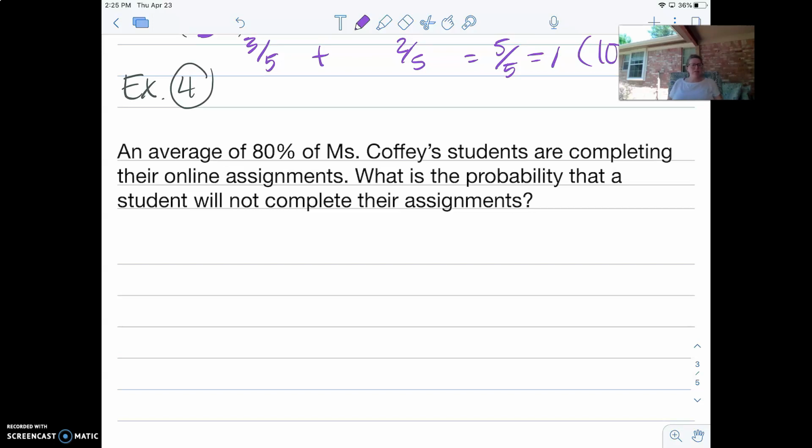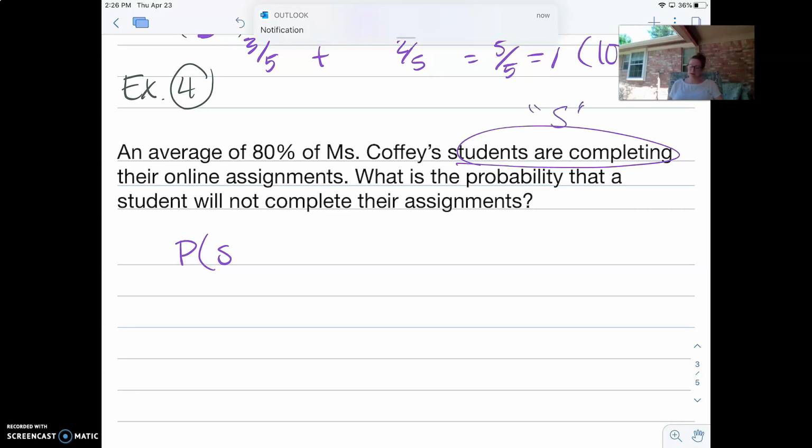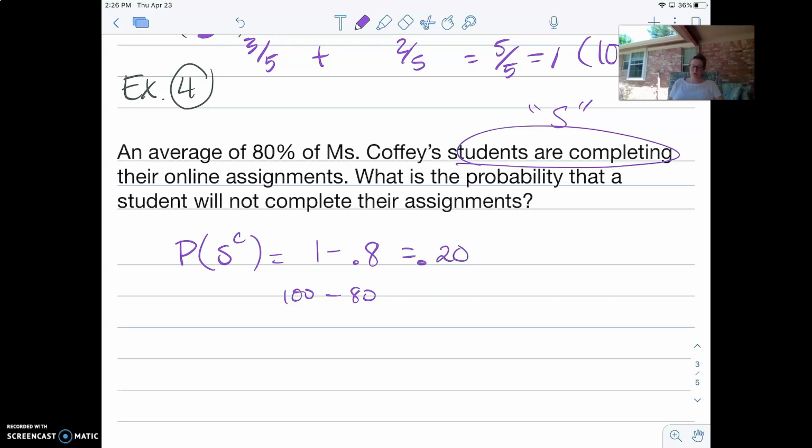Ready? An average of 80% of Miss Coffee's students are completing their online assignments. By the way, that's accurate data. That's an average; some classes are doing better than others. Shout out to third period, you guys are winning. But if that's my average number of students completing online assignments, what is the probability that a student selected at random will not complete their assignments? So if S is the students completing their online assignments, then the probability of not completing their assignments is going to be 1 minus 0.8. So basically 100 minus 80, because the percentage was 80%. So 0.2, which is 20%.